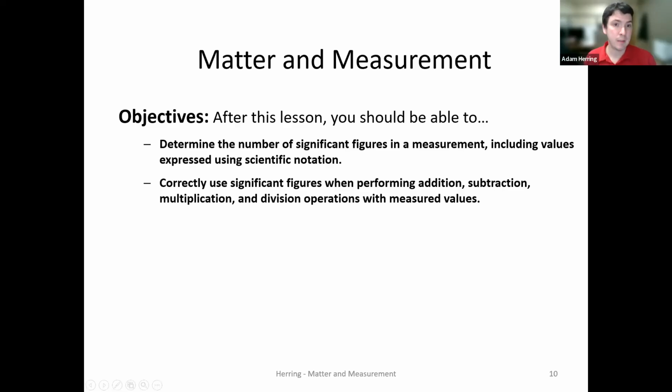Welcome back. In this video, we're going to continue learning about matter and measurement. Specifically, we're going to focus on determining the number of significant figures within a measurement, including values expressed as scientific notation, and then correctly use significant figures when performing addition, subtraction, multiplication, and division within measured values.